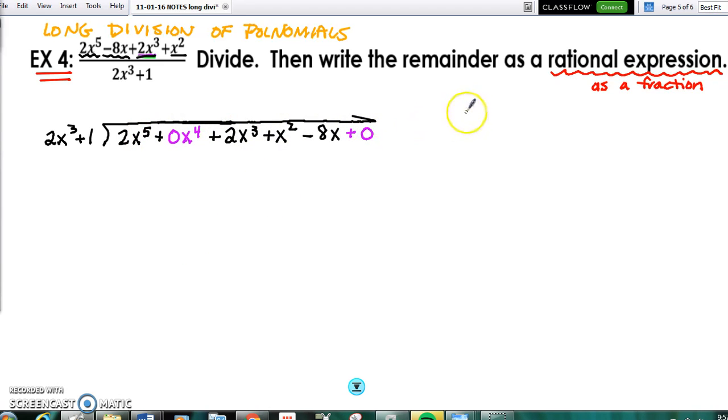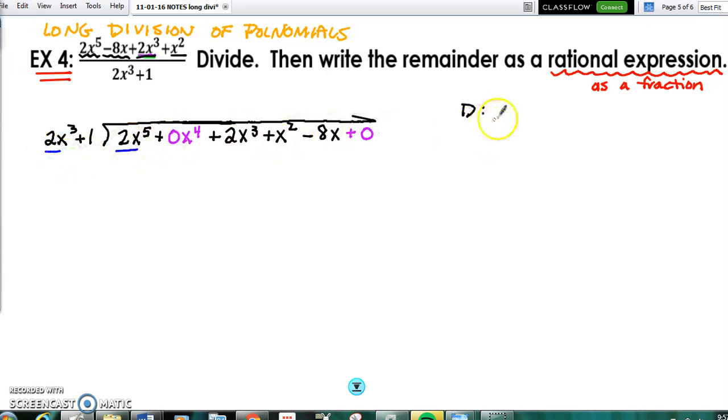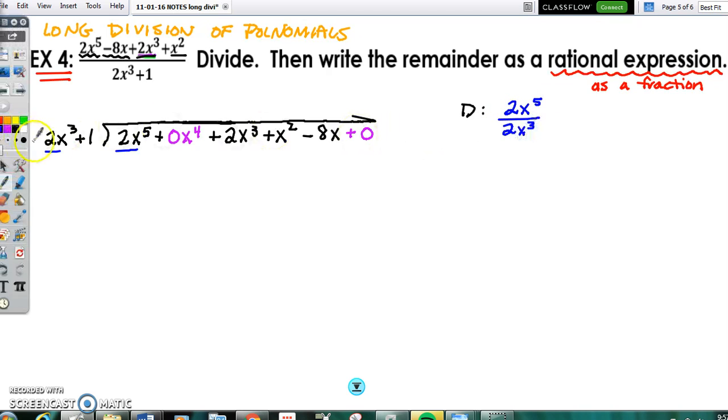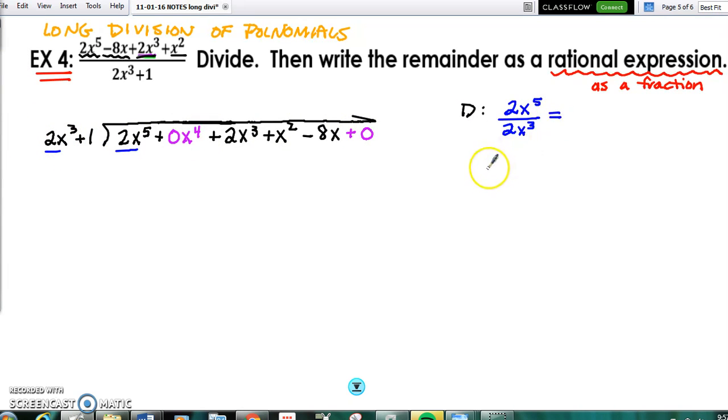Alright, now we do the same steps. Ready? We will now not multiply, we will divide. Divide the first term by the first. 2x to the 5th divided by 2x cubed. Why do I ignore that plus 1, you say? Because it works. So that's how we do it. Cancel, so we have x squared.